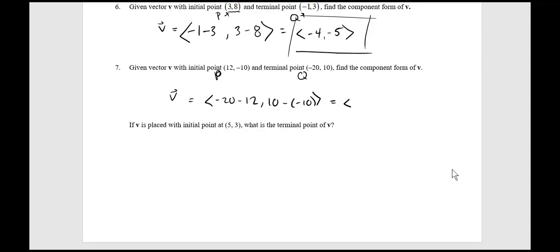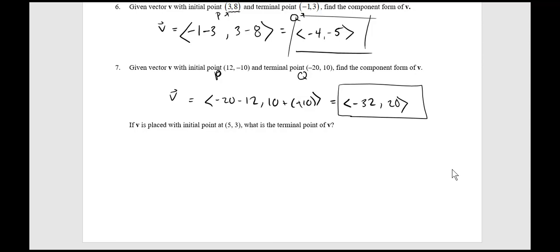Which is just negative 20 minus 12, which is negative 32. 10 minus a negative makes plus 20. So that's the component form of v. Now if v is placed with initial point at 5, 3, what is the terminal point of v?